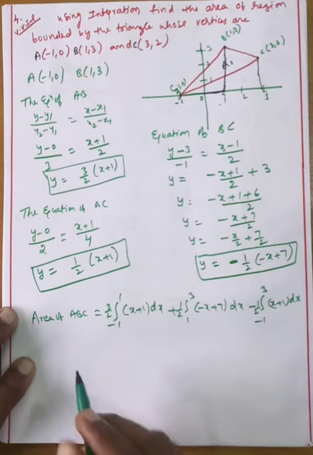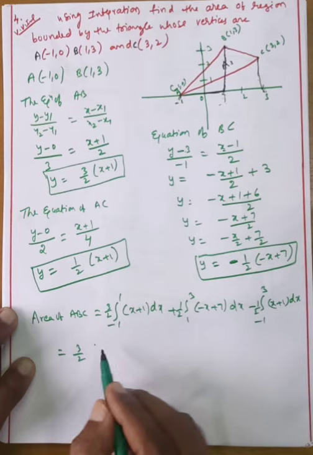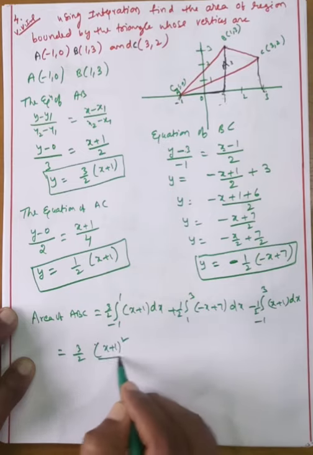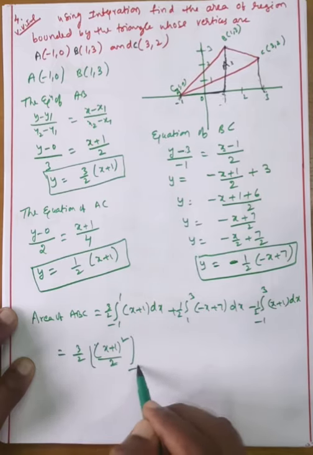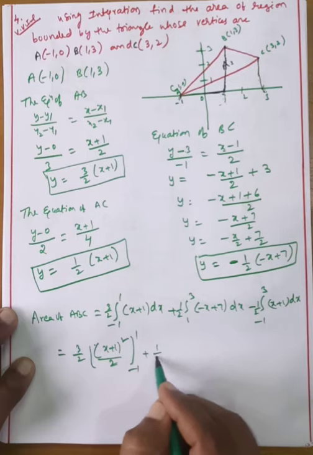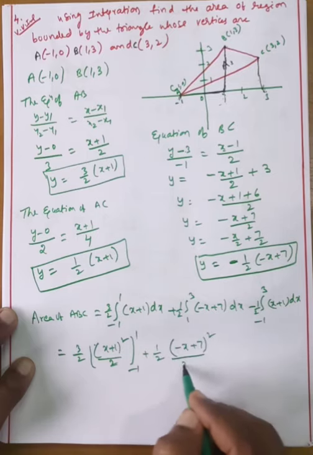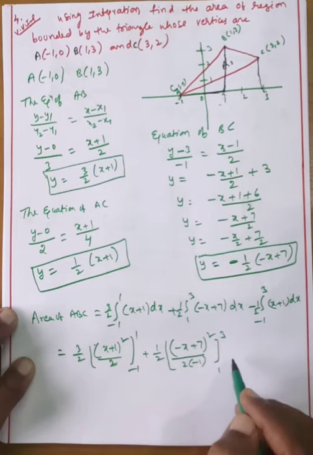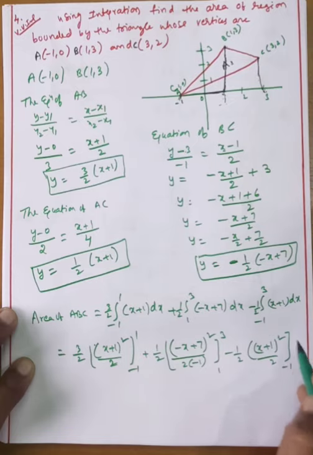Now 3 by 2 into integral of (x plus 1) means (x plus 1) whole square by 2, limits minus 1 to 1, plus 1 by 2 into, this is also (minus x plus 7) whole square by 2 into minus 1, limits 1 to 3, minus 1 by 2 into, this is (x plus 1) whole square by 2, limits minus 1 to 3.